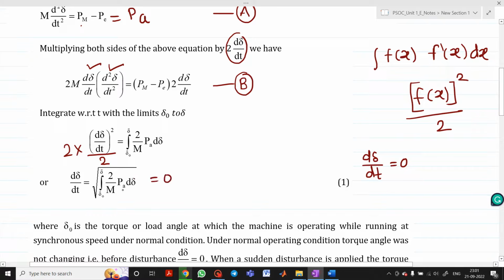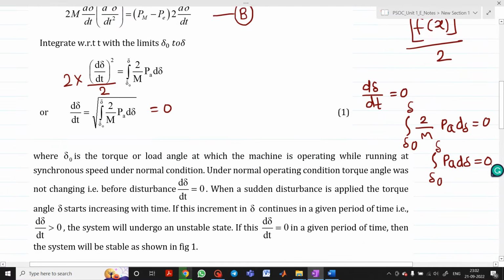So I can write it like this. If I take squaring on both sides, this will be 0. This will become what? Integration delta 0 to delta 2 by m into Pa into d delta will be equal to 0. Can I shift this 2 by m to the right hand side? Yes, I can shift. So what I will get? I will get the equation as integration delta 0 to delta Pa into d delta equal to 0.